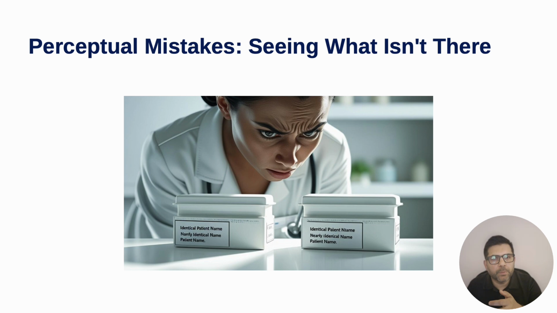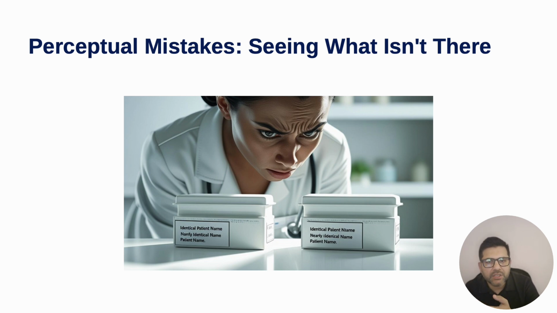So, moving on to identification errors or perceptual mistakes. These are about how we perceive things visually or auditorially, especially when we are moving fast or the environment is not ideal. Now just picture this.